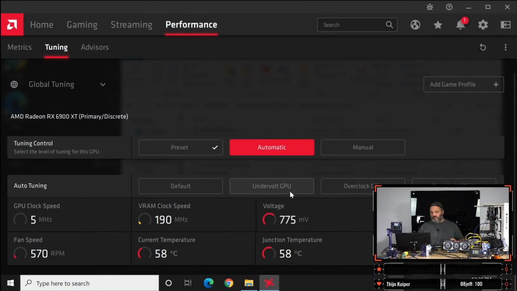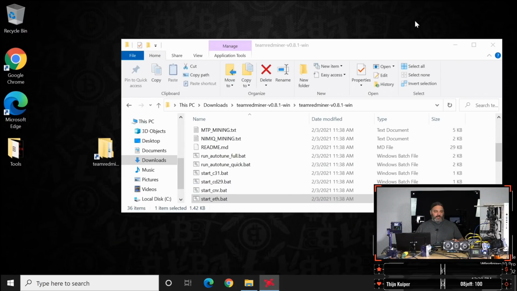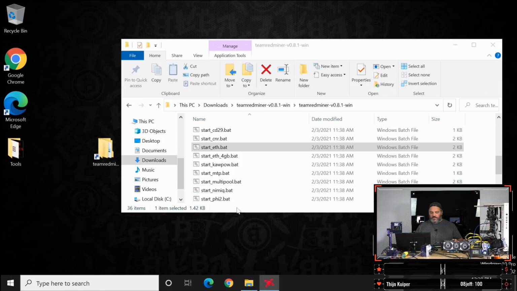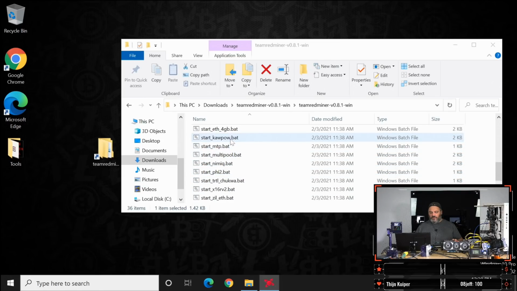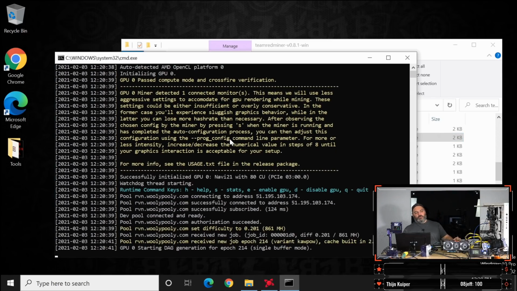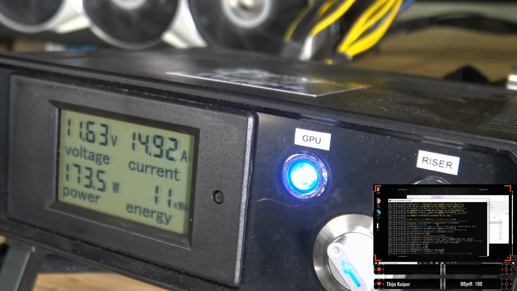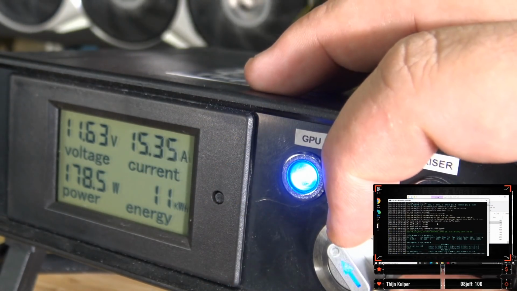Preset automatic default settings. So this is going to reset everything to just automatic settings, as if you're out of the box and just installed it, and we're going to check. Kapow. So this is going to be Ravencoin mining, and we're going to see Ravencoin performance and power draw on the 6900 here. So the 12 volt rail is pulling almost 170 watts.